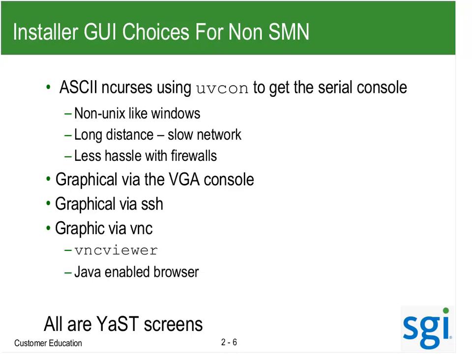The only reason I use it is if my serial port connection is corrupting my screens and I can't use them. I have a NAS server, an x86 system, where the serial YaST is unusable, so I had to use a GUI. The other option, if I was in the same room, was graphical through the VGA console, or graphical via SSH. That's the one that I would avoid over long distances.